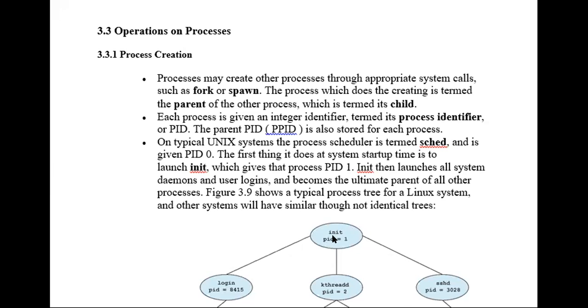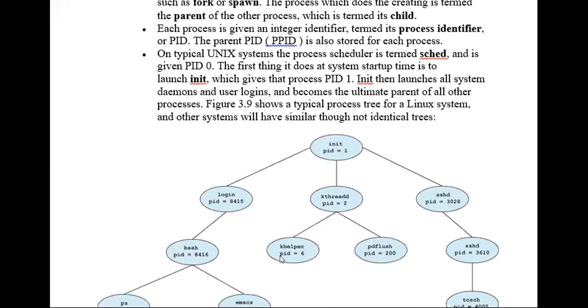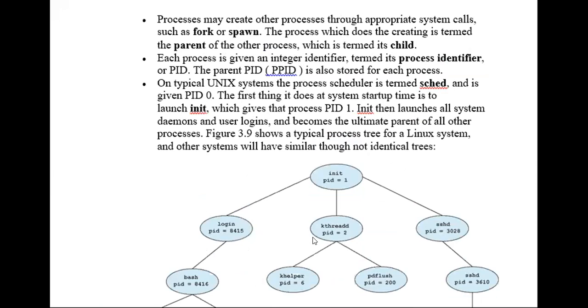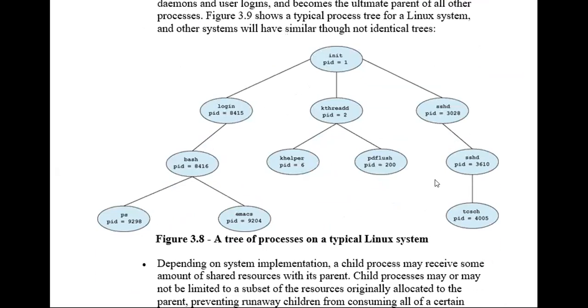init. Here you can observe login is a process, kthread is a process, sshd, bash, and like that it creates a number of sub-processes. Another important point to observe is that each and every one is assigned a different, unique process ID. Like this, whatever number of processes are necessary for operating your system will be created.